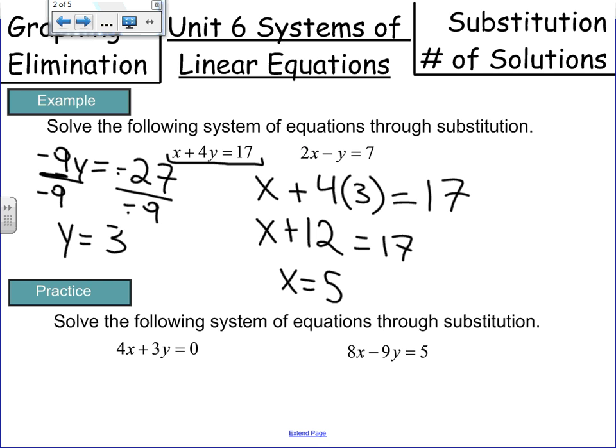You could do that as well and figure out your x. So we had x is equal to 17 minus 4y. You could also substitute the y in there and find it. It would also give you the right answer.